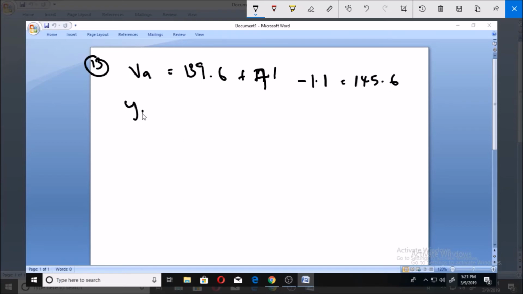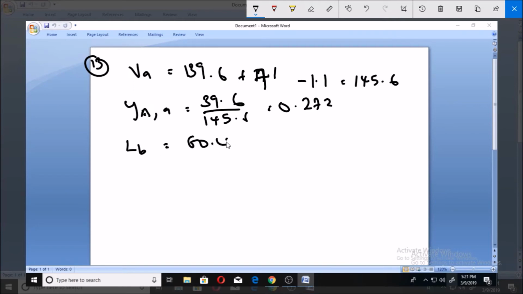So that YA for acetone is equal to 39.6 over 145.6, which is equal to 0.272. Then LB is equal to 60.4 plus 1.1 minus 7.1, which is equal to 54.4.